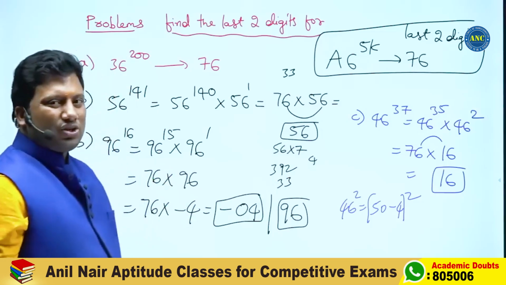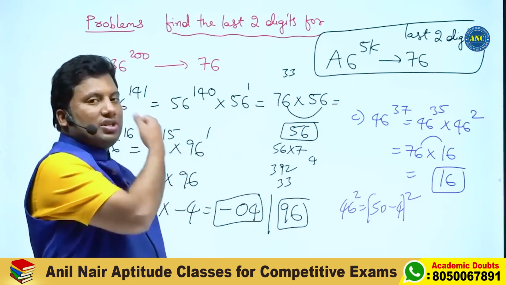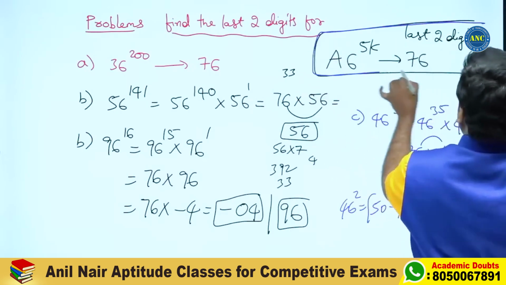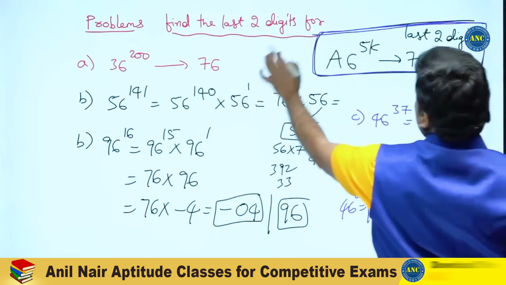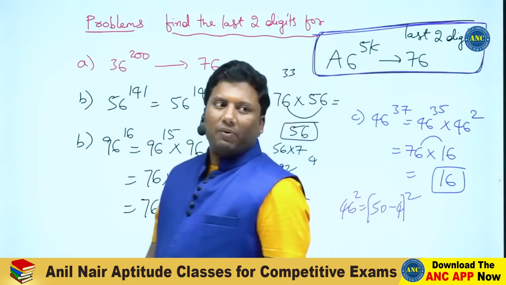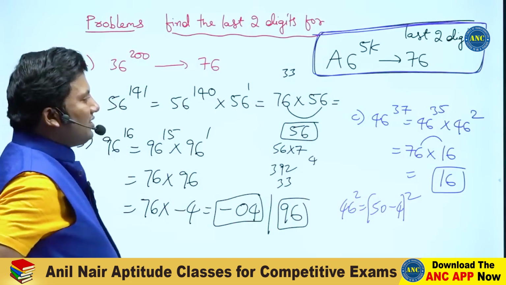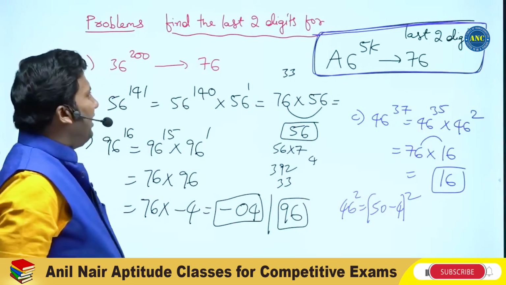Very, very easy questions. If you get this kind of question, consider yourself lucky. A6 power 5k, last two digits is always 76. I hope the idea is clear.